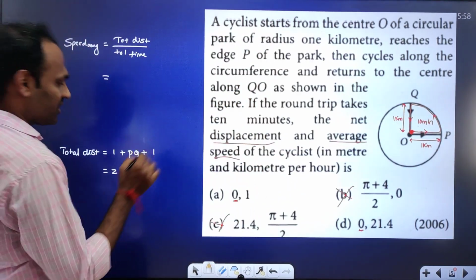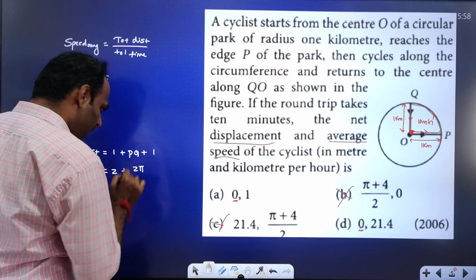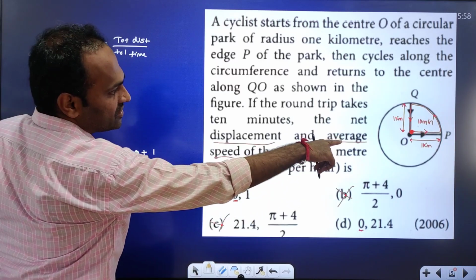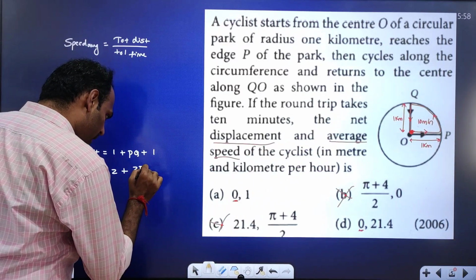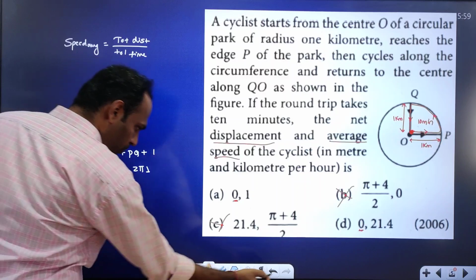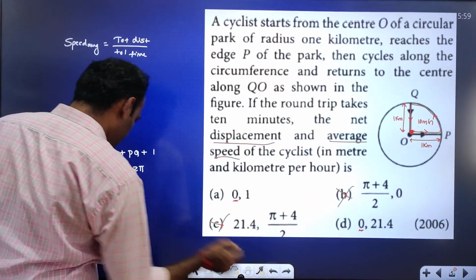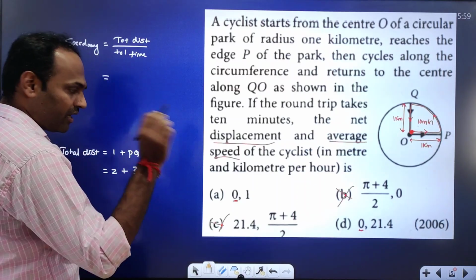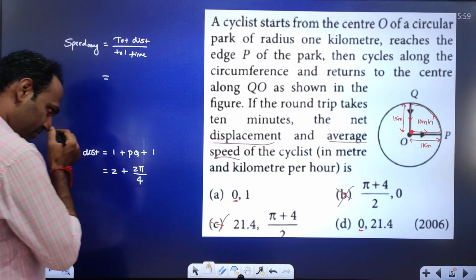So how much will the circumference be? Circumference will be 2 pi r. How much is the radius? Radius is 1 kilometer. So 2 pi into 1, that will be 2 pi only. Divided by 4. Correct?